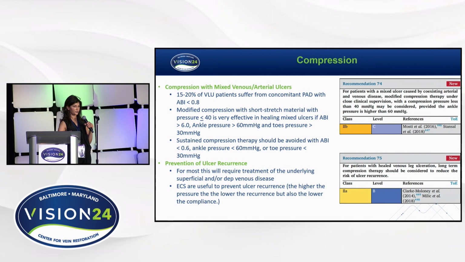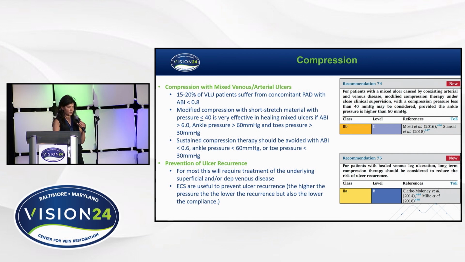And for mixed arterial ulcers, there's a new recommendation that with compression therapy, with an ABI less than 0.6 and a pressure of 60, sustained compression therapy should be avoided, and modified compression can be used with those with an ankle pressure greater than 60 and toe pressure greater than 30.